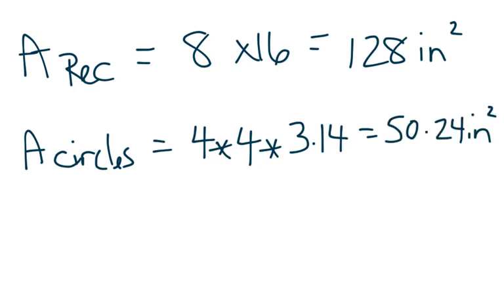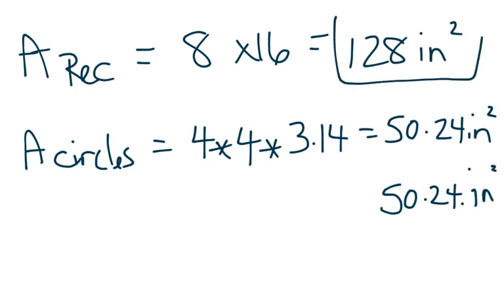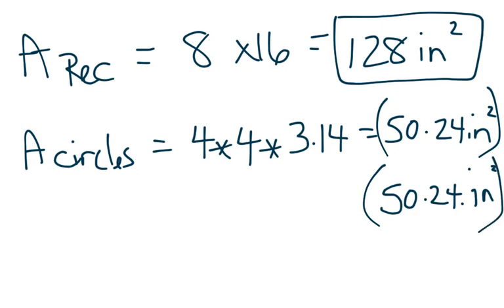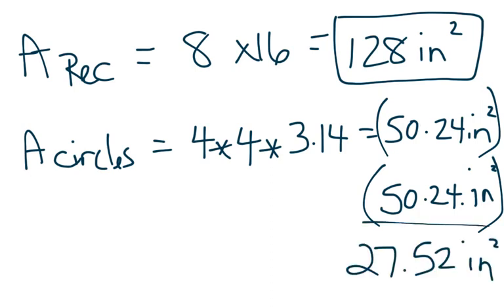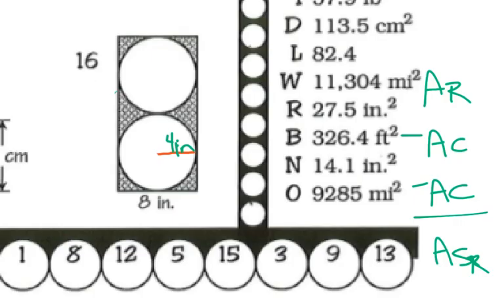But don't forget that there were 2 circles, so we actually are going to have a second 50.24 square inches. So we're going to start here, and then subtract one of the circles, and then subtract the other circle. And whatever that is, that's the area of the shaded region outside of the circles, but inside of the rectangle. And I got 27.52 square inches. So let's see. Oh, looks like they have it as 27.5 square inches.